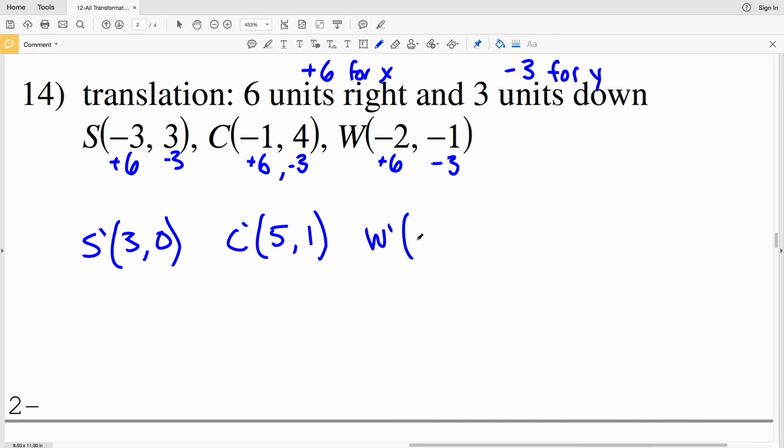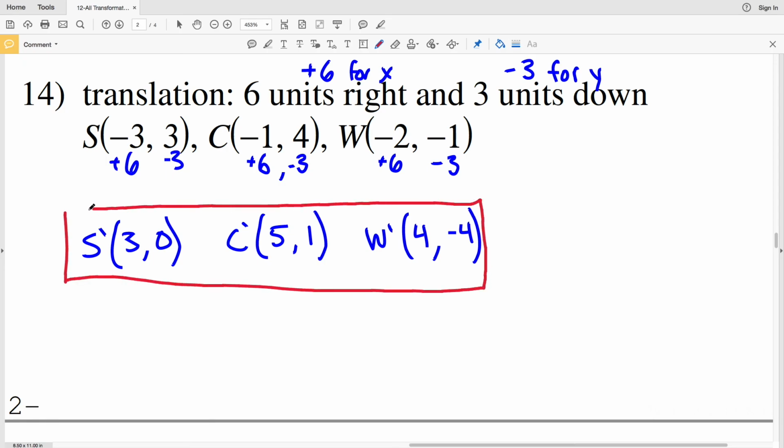And lastly, w prime, negative 2 plus 6. So starting at negative 2 and moving 6 to the right, I'll be at a positive 4. And starting at negative 1 in the y direction and moving down 3, I'll be at negative 4. So 4, negative 4 for w prime. And that is my final solution on my all transformations worksheet.